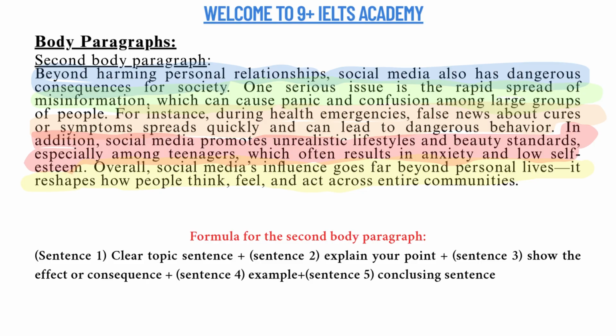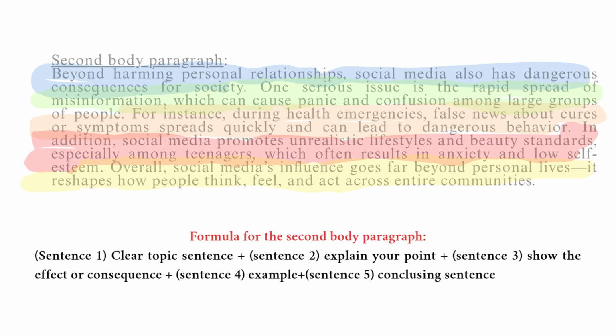Always remember that in body paragraph 2, we made a new point about social media affecting society, explained one danger, misinformation, gave a real-world example, added a second danger, mental health and self-image, wrapped up with a strong summary sentence. This variety keeps your writing engaging, relevant, and academic. In our final section, we'll look at how to write a powerful conclusion that ties all your ideas together and leaves a lasting impression. Now, part 4 is your conclusion.